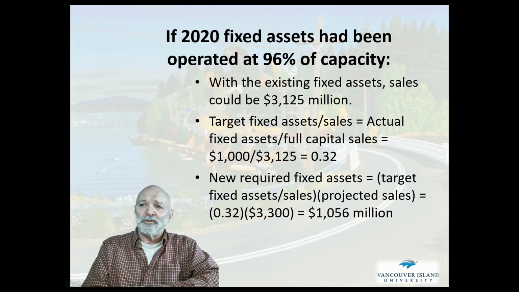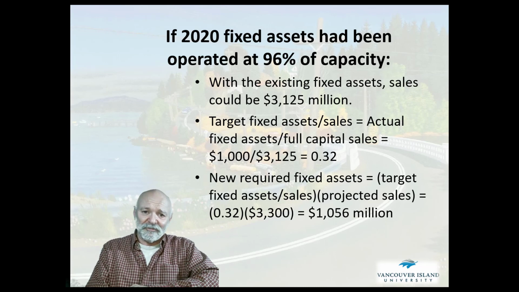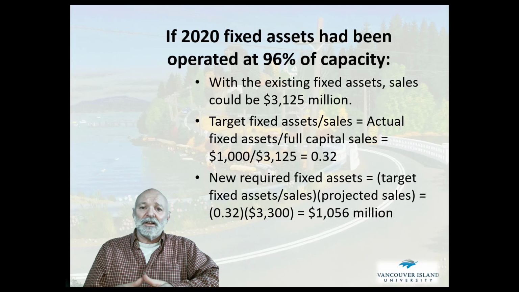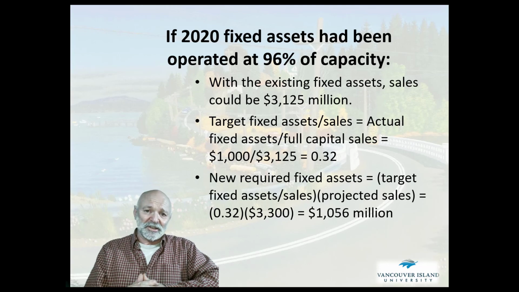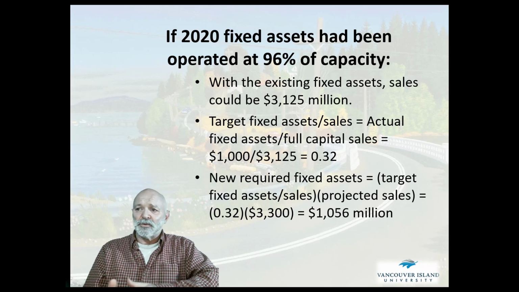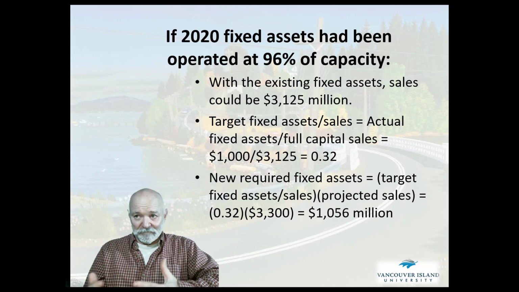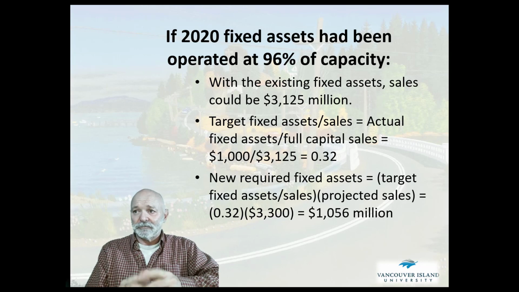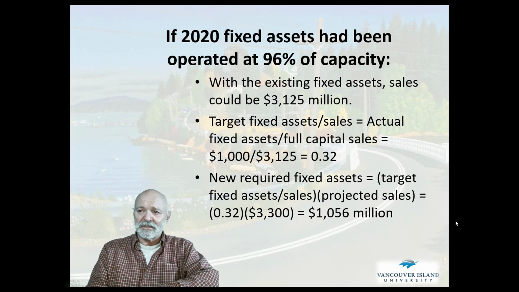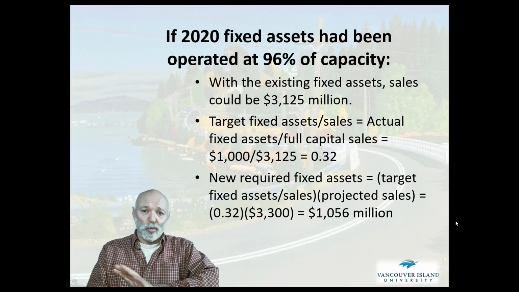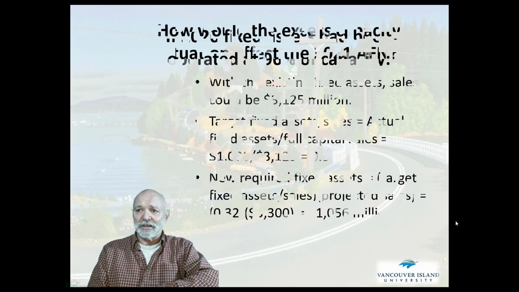And so if we change our fixed assets to sales ratio to our target fixed assets to sales, 32%, that means we'd have 32% times 3.3 million, and that essentially says that the new required fixed assets is 1.056 million. Before it was 1.1 million, so we're actually $44 million better off. We don't have to spend quite as much money to grow the business.